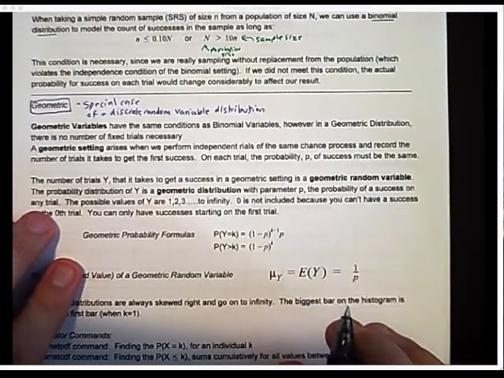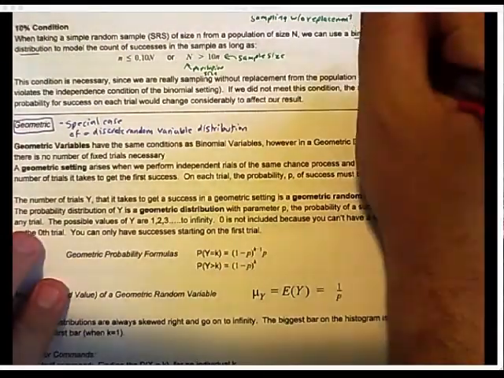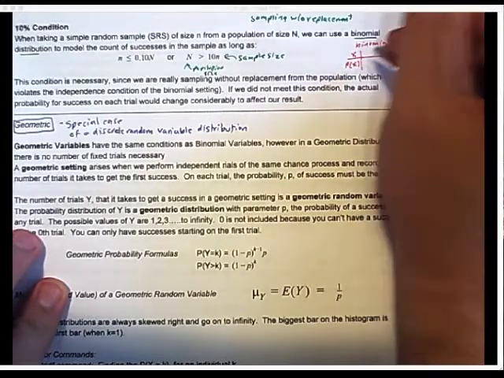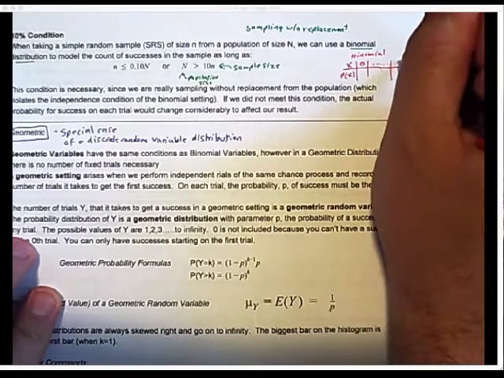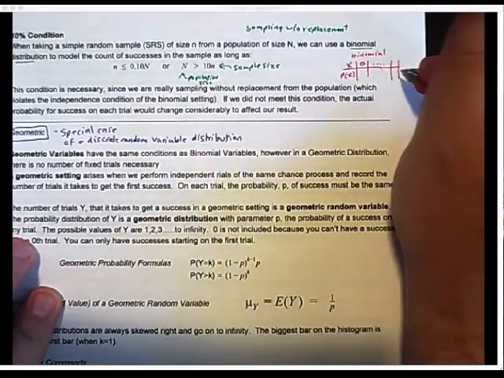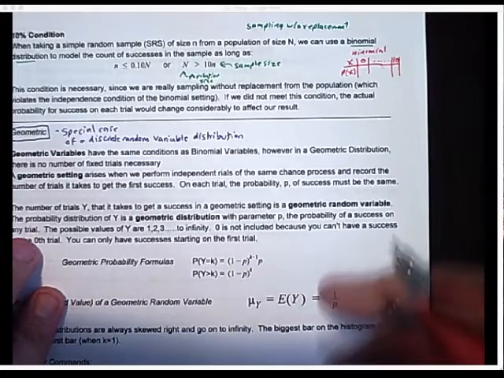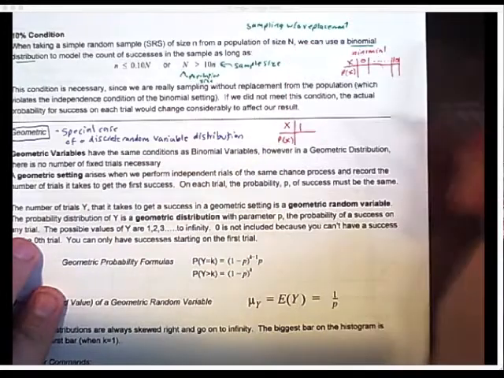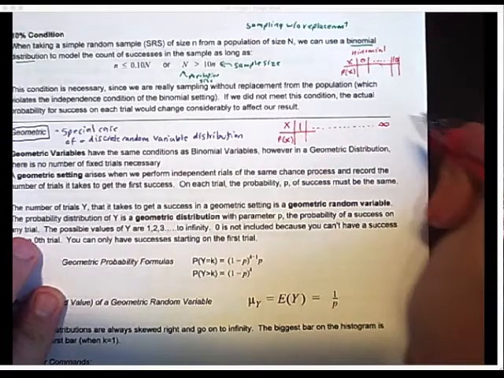Here's the catch though. When we did binomial before, we always started our x at 0. You can have zero successes. And then it went on for a fixed amount of numbers, like in the last example, 10. The geometric works a little differently. You can't have 0 here. It actually starts at 1. But the catch is it goes on forever. It goes out to infinity.